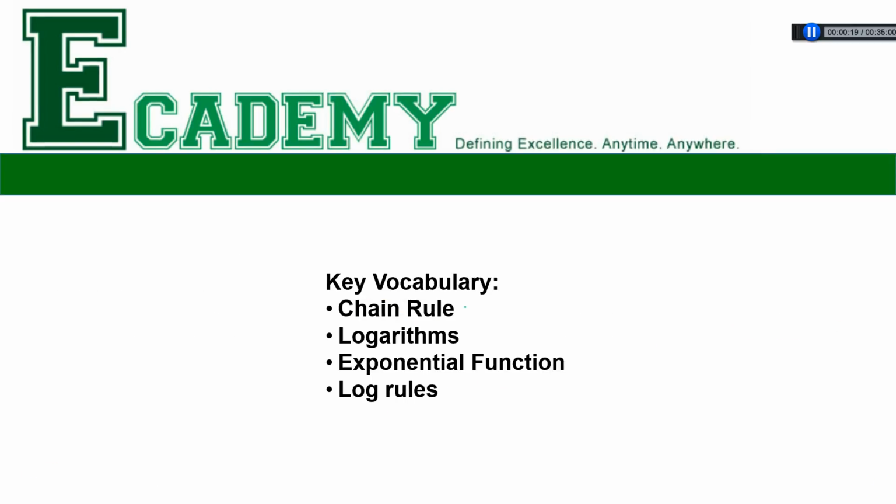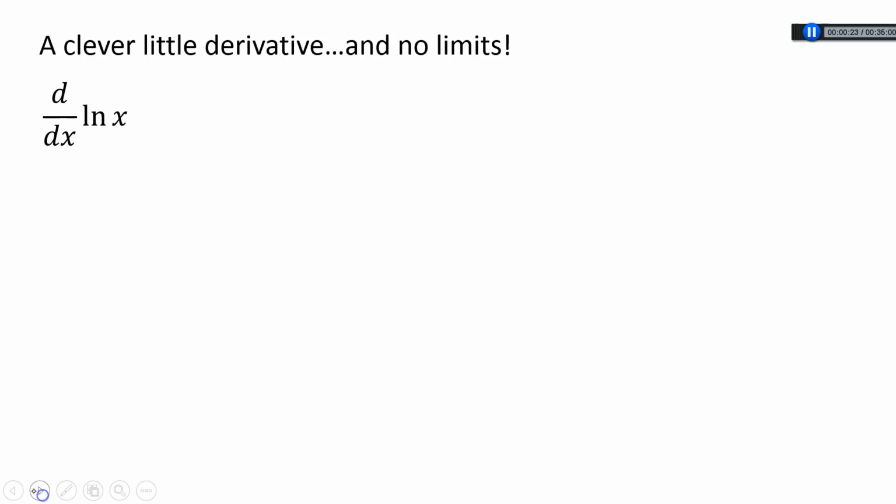Let's take a look. So chain rule, logarithms, exponential functions, and log rules are things that are going to come into play here. First, we're going to take the simplest derivative we can with logs, which is the derivative of natural log, and there's going to be no limits, thank goodness. Derivative of natural log x. So we're going to do this using implicit differentiation. So we have y equals natural log x, and I want y prime of x.